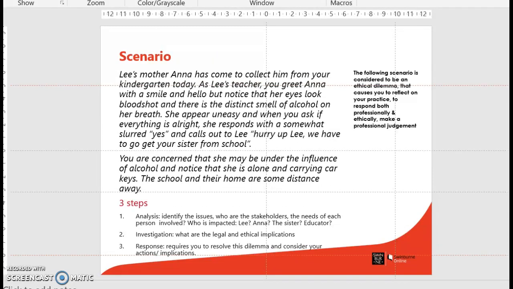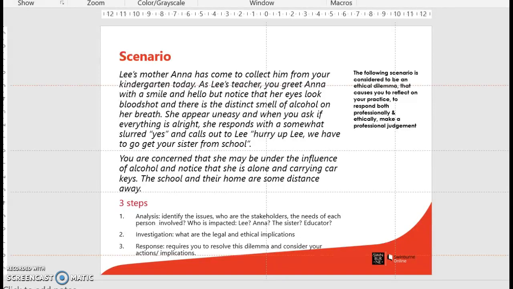So the scenario is: Lee's mother Anna has come to collect him from your kindergarten today. As Lee's teacher, you greet Anna with a smile and hello, but notice that her eyes look bloodshot and there's the distinct smell of alcohol on her breath. She appears uneasy, and when you ask if everything is all right, she responds with a somewhat blurred yes, and calls out to Lee, "Hurry up, we have to go and get your sister from school." So you are concerned that she may be under the influence of alcohol, and notice that she's alone and carrying car keys. The school and their home are some distance away.